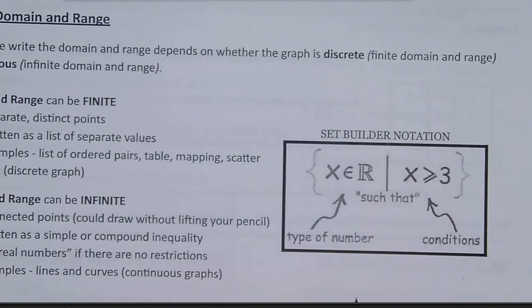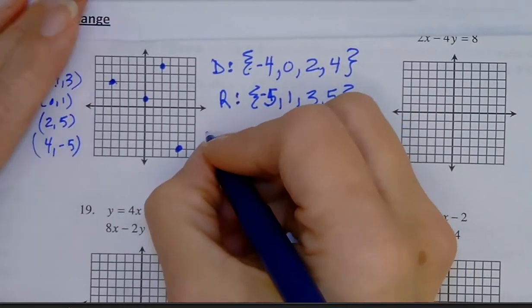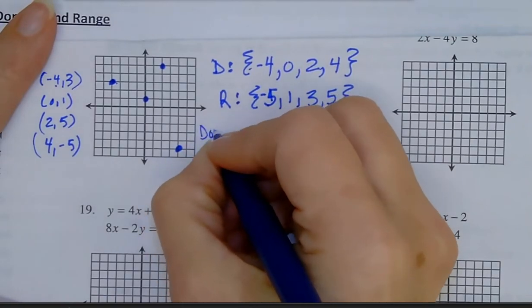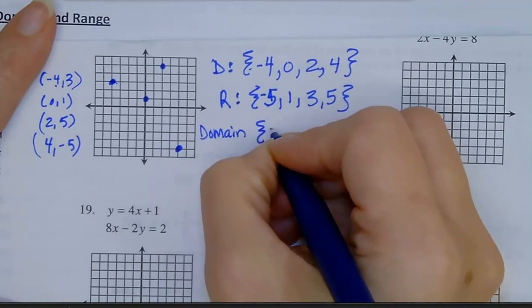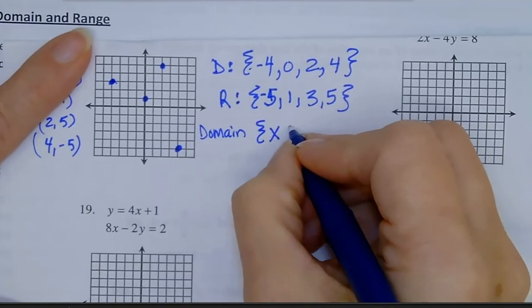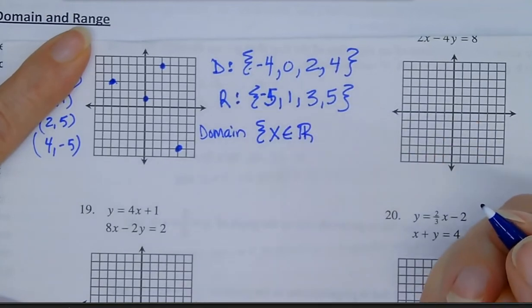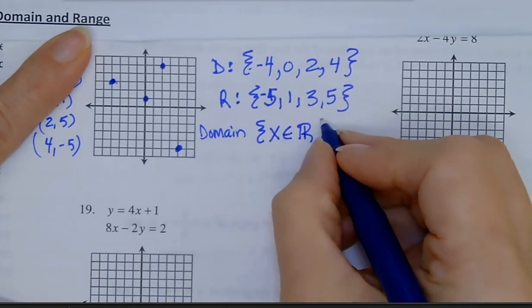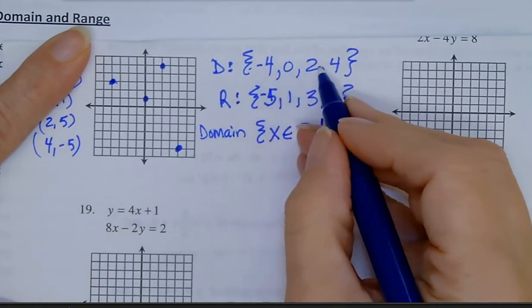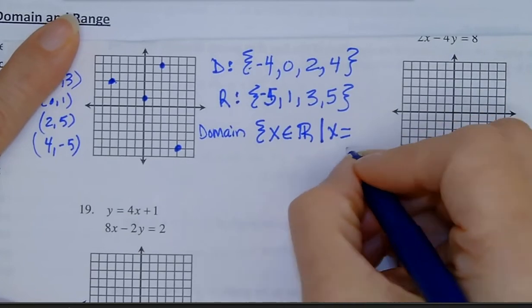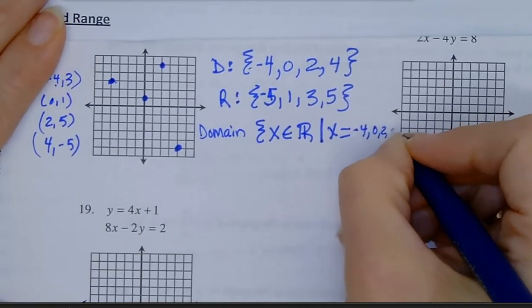So x is an element of the real number system such that, in my case, I need to tell you what x can be. So I'm coming back to my grid, right? If I'm talking about domain, I know that I'm talking about the x's, so it's the set of numbers x. x has to be an element of the real number system because that's all we're going to work with in this class. x is an element of the real number system such that x can equal any of these 4 values. Okay, so now I'm just going to plug that in. It's going to be -4, 0, 2, 4.